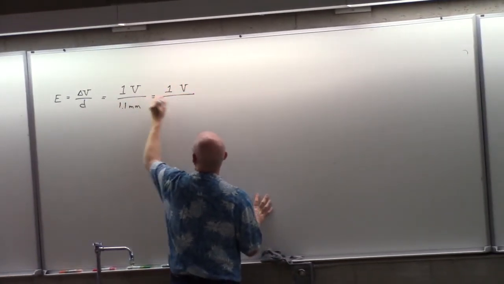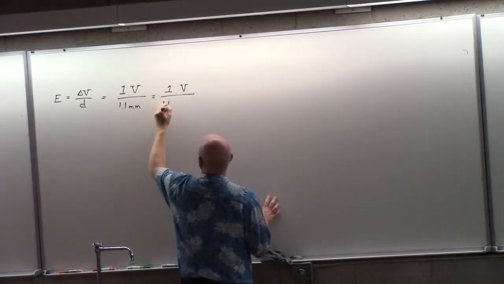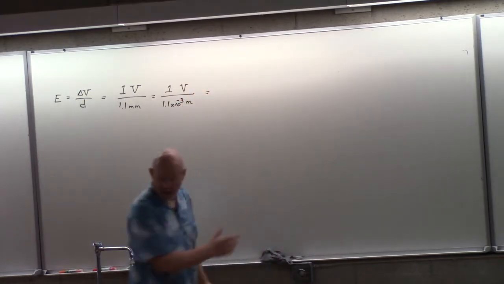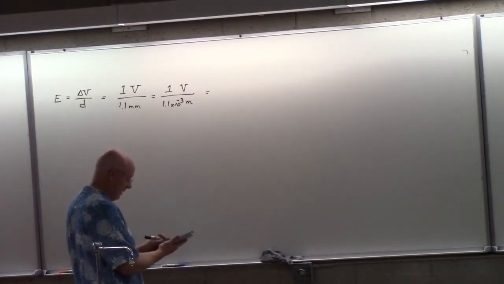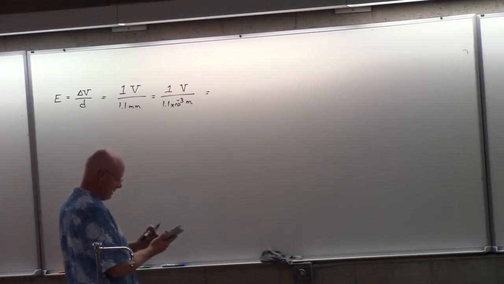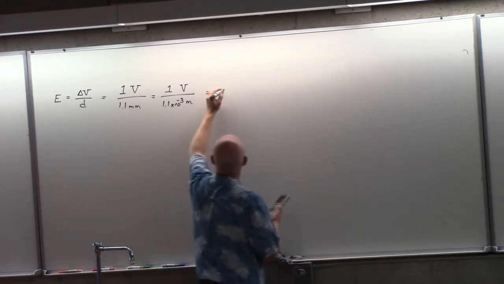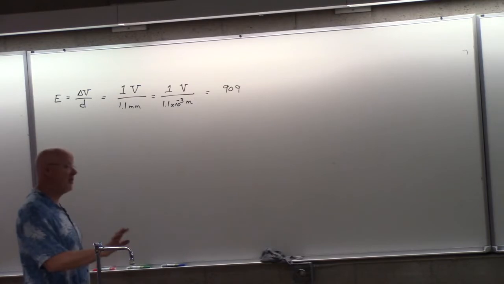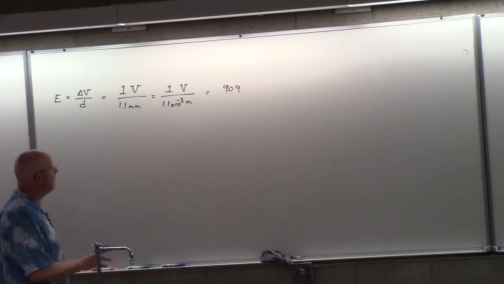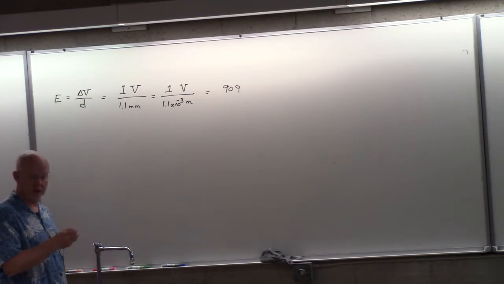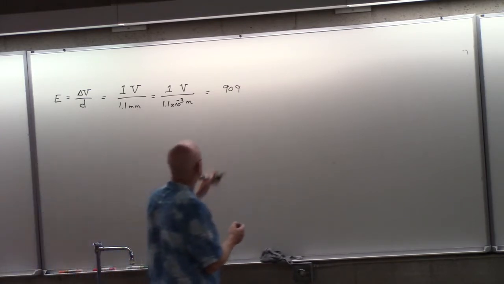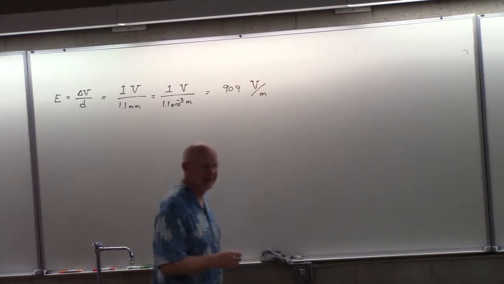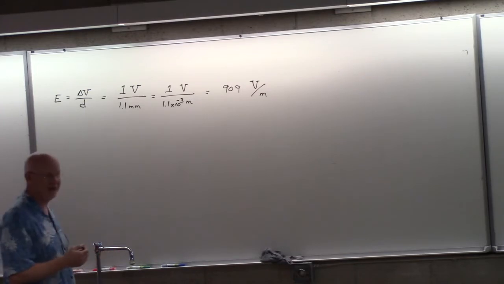And then I'm going to rearrange it or change the units. I'll grab my calculator here to get a number. What is 1 divided by 1.1 times 10 to the negative 3? So this is 909. And the math is pretty easy, but here's the units I want you to see. What would be my units here for this electric field that's between these parallel plates? Do you see it's a volt per meter?